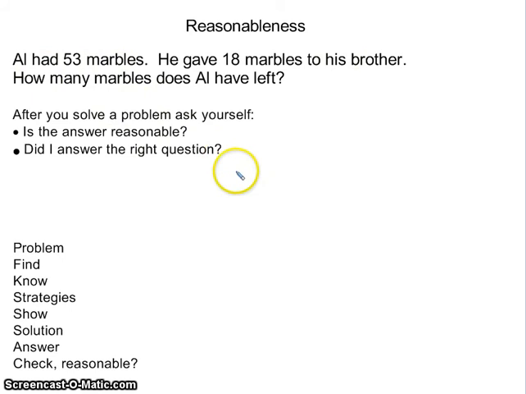Al had 53 marbles, so it tells us how many he had, and it asks us how many he has left. We will check the problem. Find. What do we have to find here? Well, we have to find how many marbles does Al have left. Great. What do we already know? We know he has 53, and he gave 18 to his brother. When I see the word gave, what operation does that make you think of?